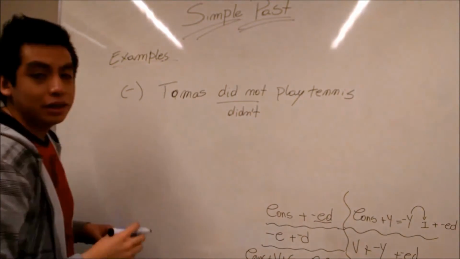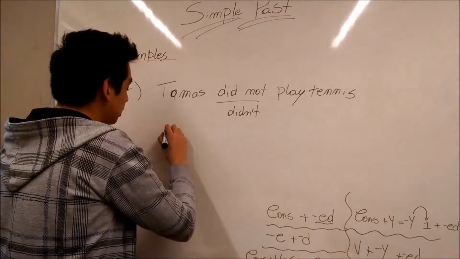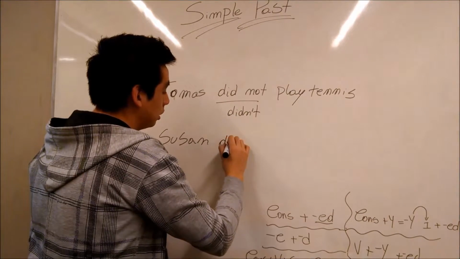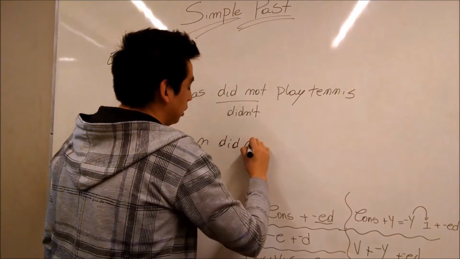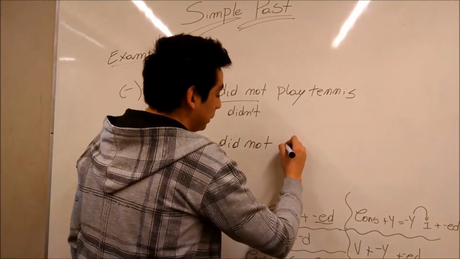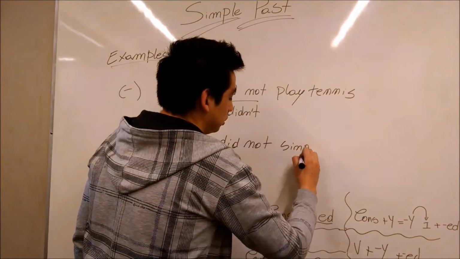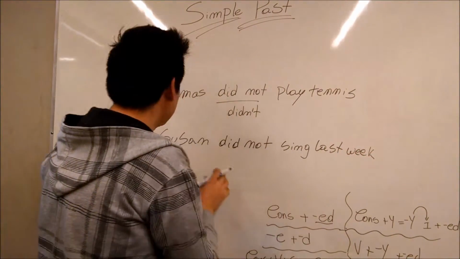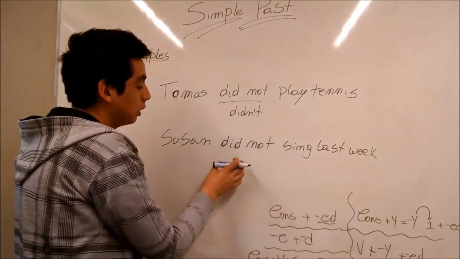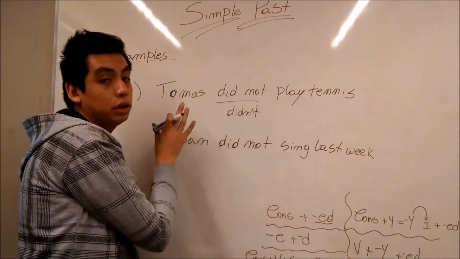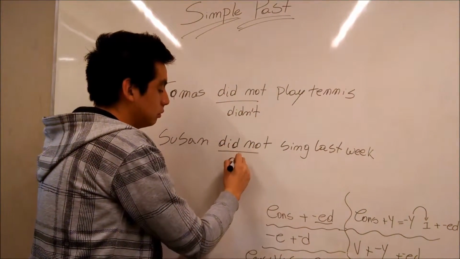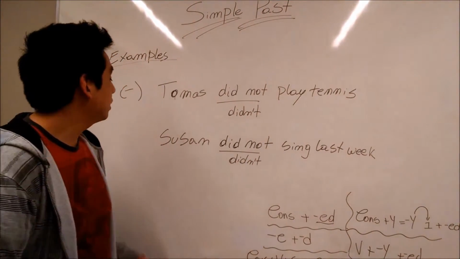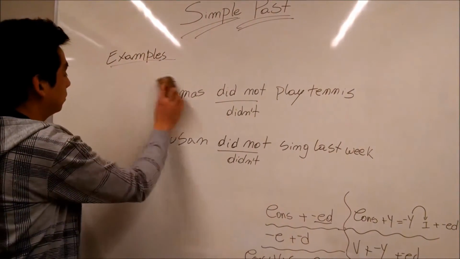Then we have another example. In this case, we're gonna use Susan. Susan did not sing last week. In this case, did not, very formal, didn't, informal. So now we're gonna see interrogative form.